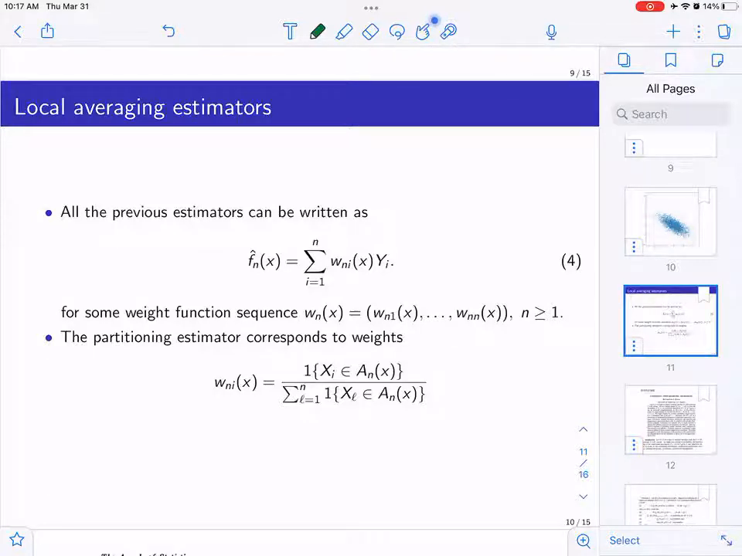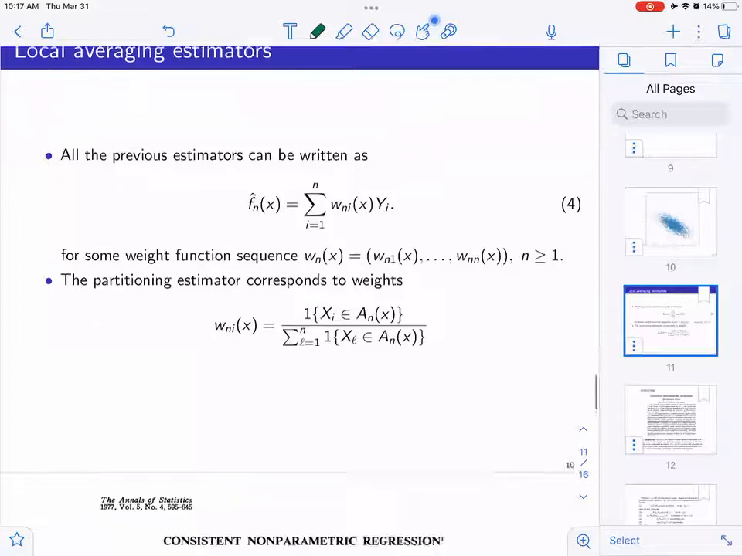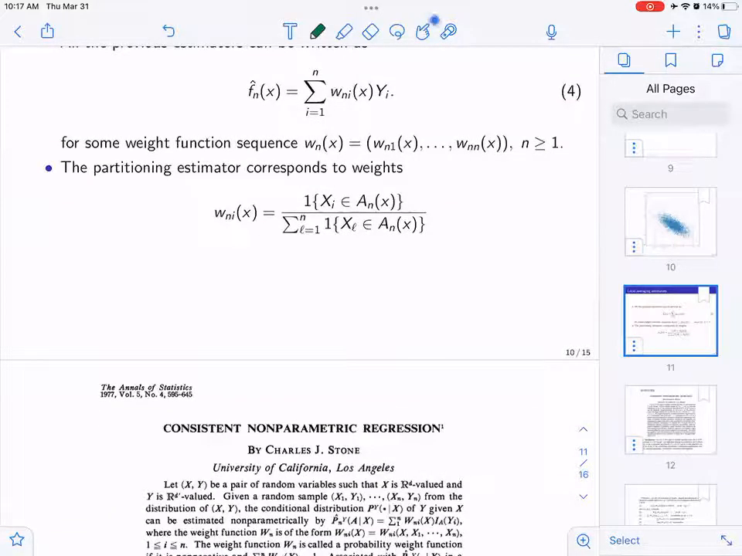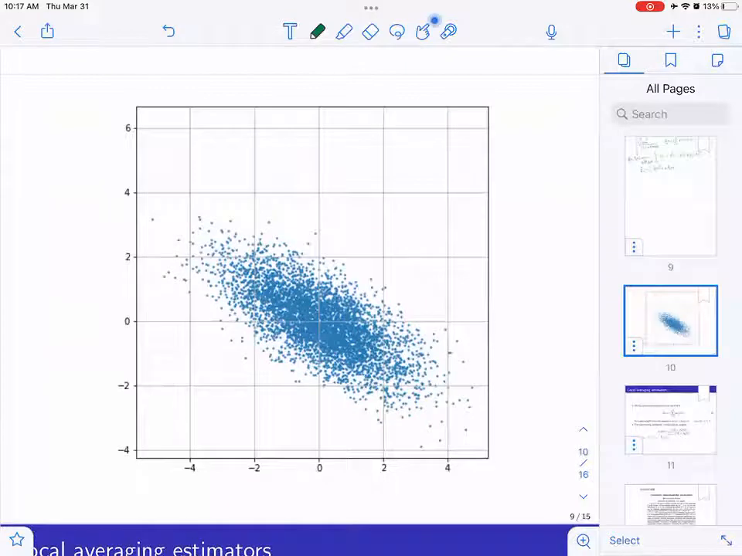For example, the partitioning estimator has this particular set of weights. I might write the partition like this: A_n1, A_n2, ..., A_nn. The thing is that I would like to change the partition as the sample size changes. If I get more samples, I might try to refine the partition, because now I can keep the same proportion of the points in the partition by shrinking it if I get twice as many points.